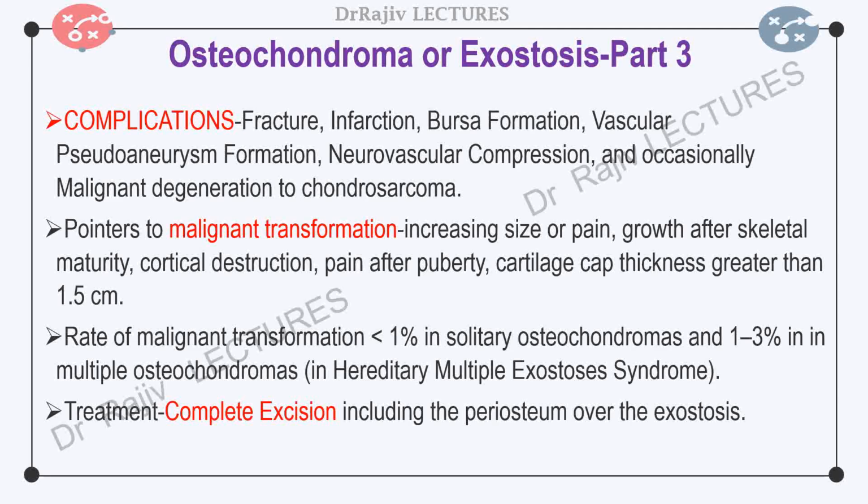The rate of malignant transformation is less than 1% in solitary osteochondromas and 1 to 3% in patients with multiple osteochondromas. The treatment is complete excision, including the periosteum over the exostosis.